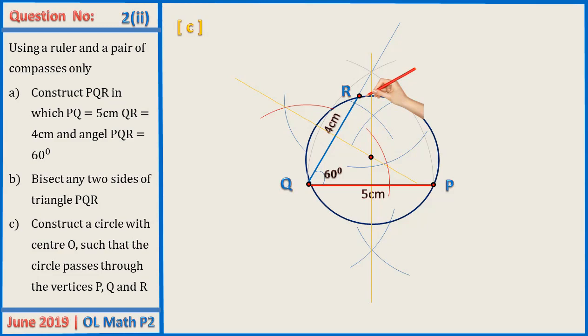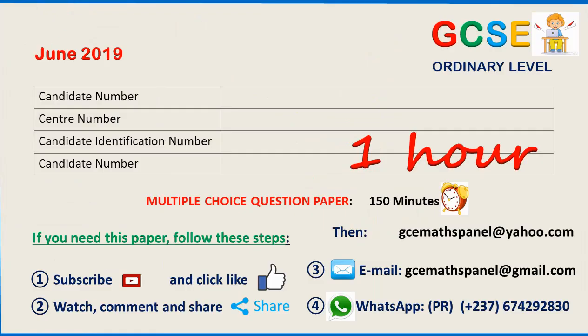This circle passes through the points... This circumcircle passes through the points P, R, and Q. Alright, so this is complete.